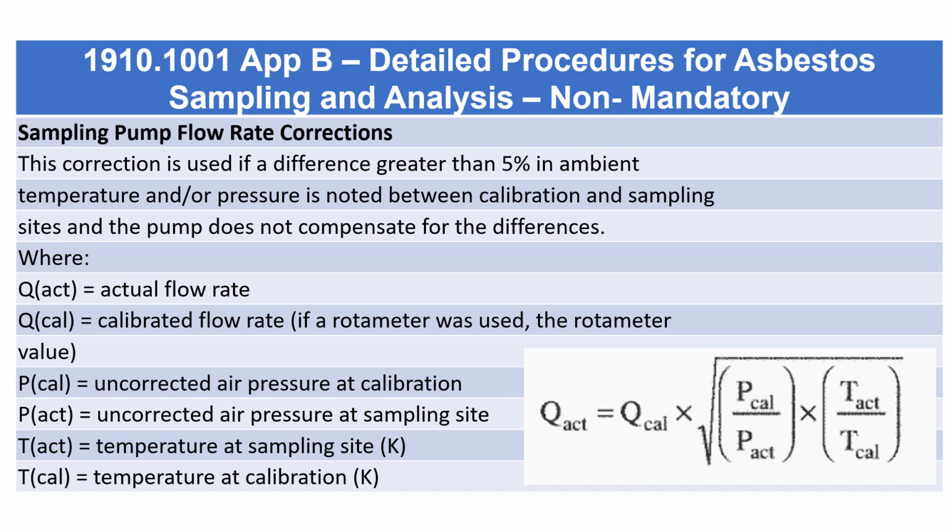Sampling pump flow rate corrections. This correction is used if a difference greater than 5% in ambient temperature and/or pressure is noted between calibration and sampling sites and the pump does not compensate for the differences. Where Q act equals actual flow rate, Q cal equals calibrated flow rate. If a rotometer was used, the rotometer value applies. P cal equals uncorrected air pressure at calibration. P act equals uncorrected air pressure at sampling site. T act equals temperature at sampling site. T cal equals temperature at calibration.